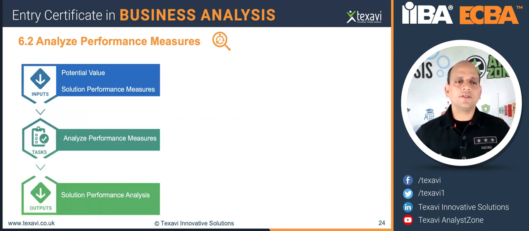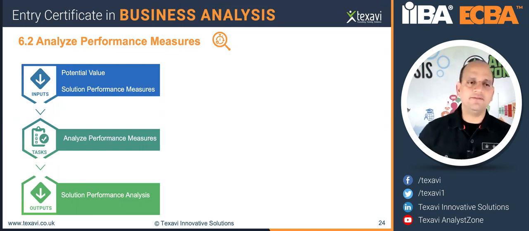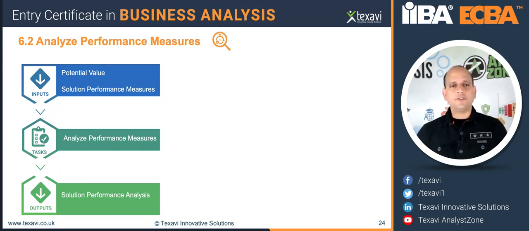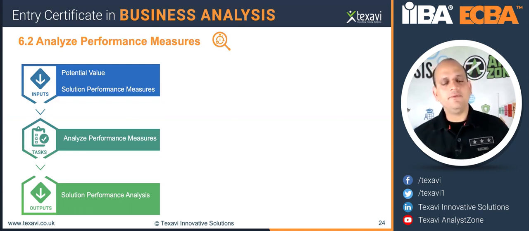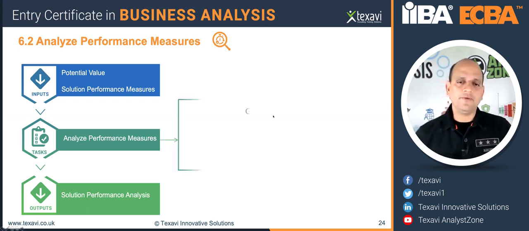So what are the inputs into this one? The potential value that we have got for the specific solution, and the solution performance measures which we identified in the previous activity, which is basically the output from that activity. So that would become an input into this. And then we start analyzing the performance measures, and finally we can deliver our analysis in the form of a report or a key metric.